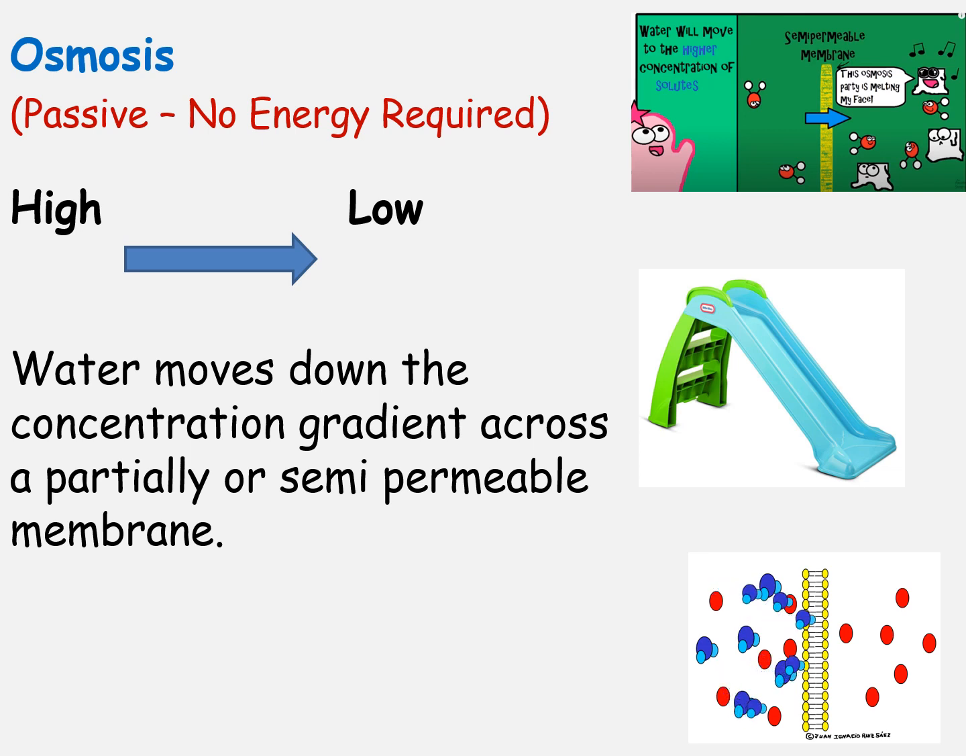Right, so for your notes, if you wanted a quick summary of osmosis, it's passive, no energy is required. It's just using the random motion of particles. The particles move from a high to a low concentration, so they go down the concentration gradient again, and it involves just water, and that water passes across a partially permeable or semi-permeable membrane like a cell membrane.